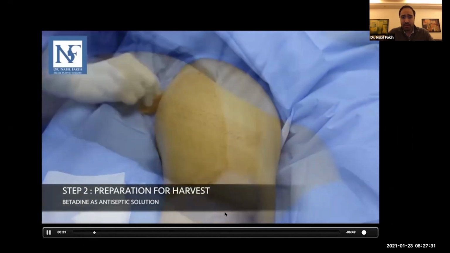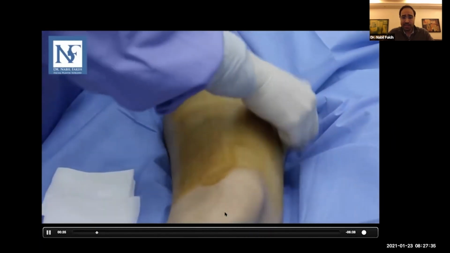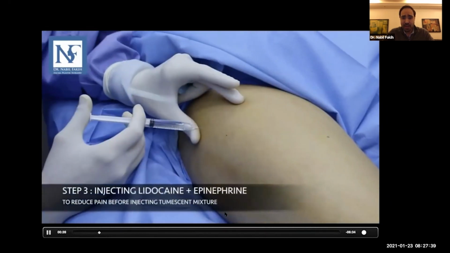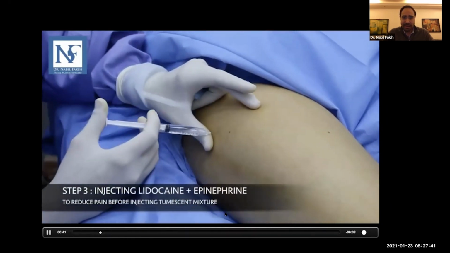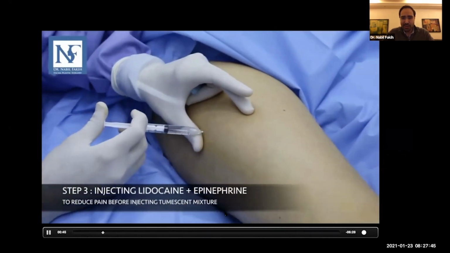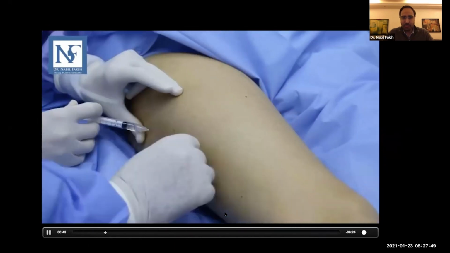Usually for nanofat, you don't need big amounts, so you really need very little amount to do nanofat for skin rejuvenation. In this patient, we're doing nanofat for skin rejuvenation. You can put some anesthesia. Try not to put too much, but this is something which I usually like to put. It really blends a bit.